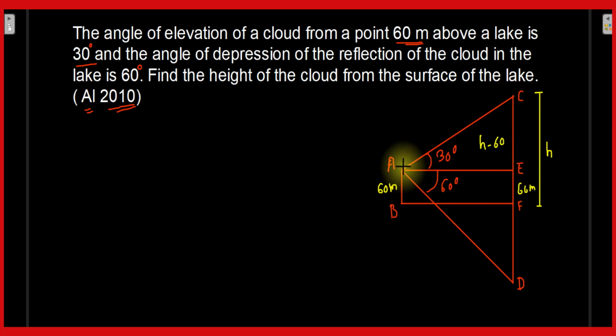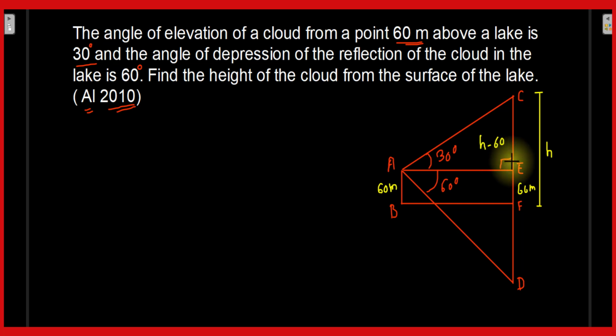Here it is given that AB is 60 meter, so this EF will also be 60 meter. Let H be the height of the cloud from the surface of the lake. This is the surface of the lake, and from that the height of the cloud we are taking as H. This is 60, and therefore this remaining part CE will be H minus 60. This total is H. Out of that this part is 60 meter, so the remaining will be H minus 60 meter. Now friends, first we will take the right angle triangle AEC.